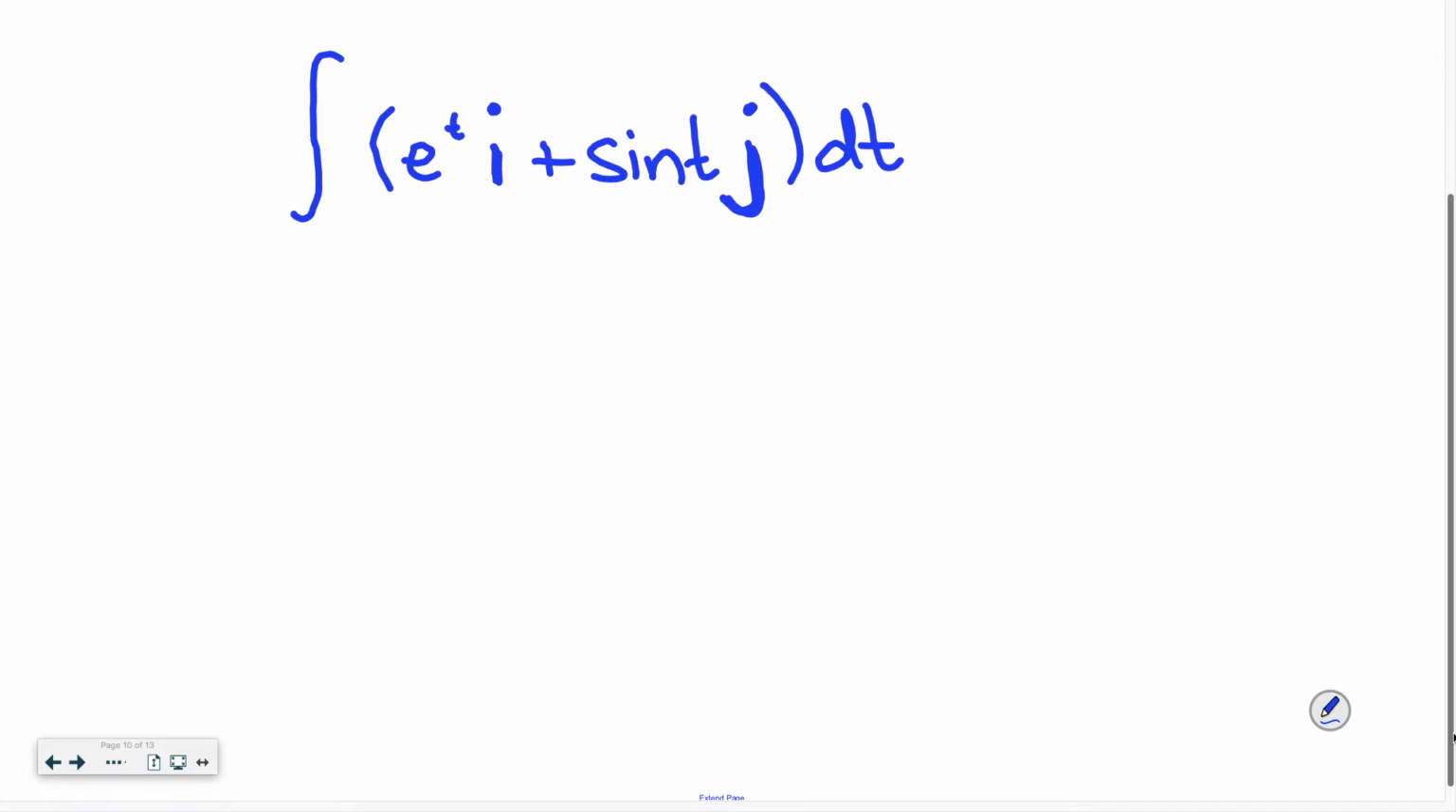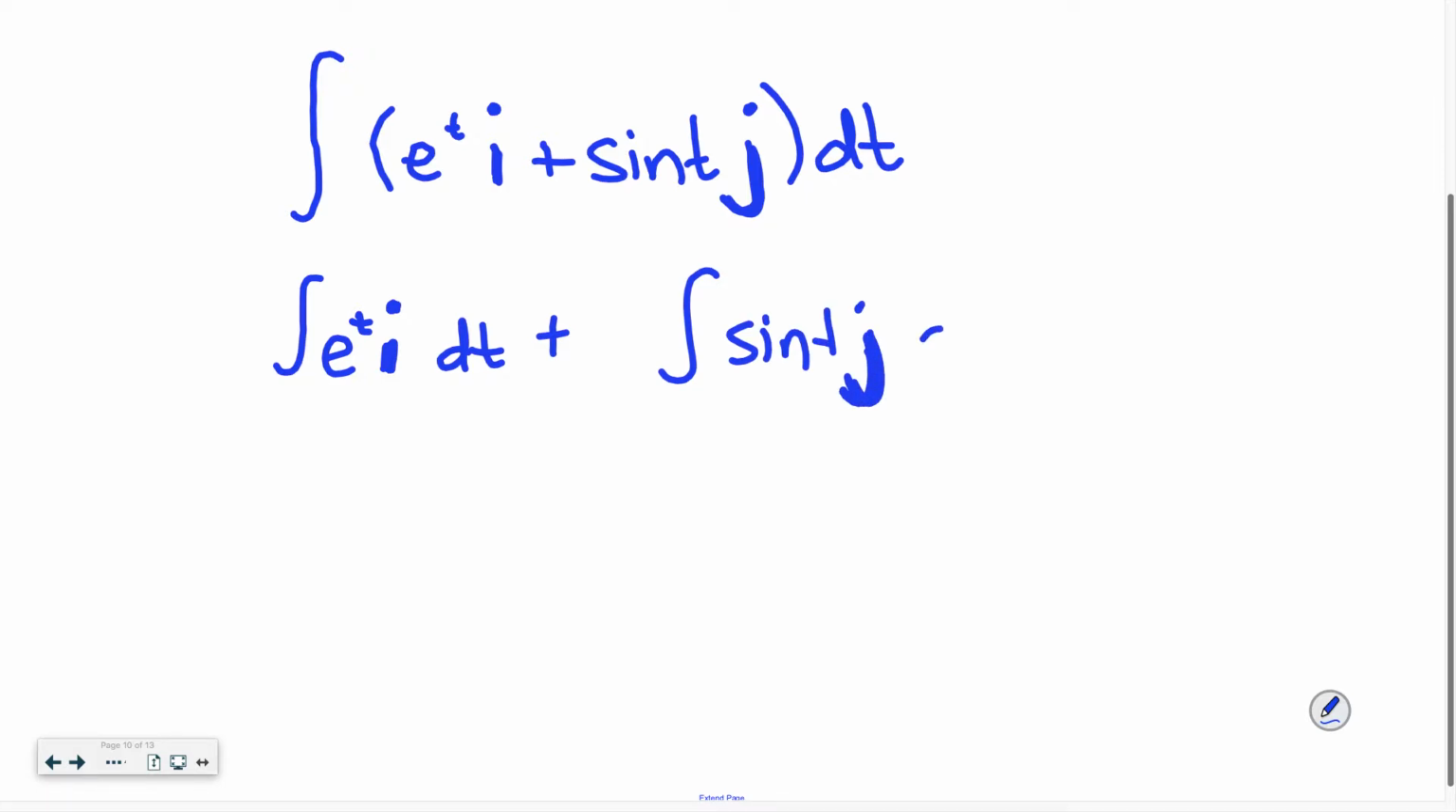Okay, so according to what we just wrote down, we can take the integral of the horizontal component, i, plus the integral of the vertical component, j.